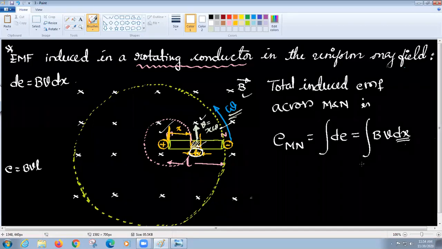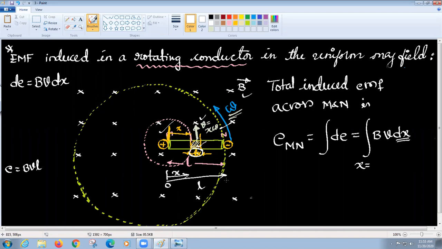As x is variable, the limits must run for the values of x. Now this is my x, so I took x like this. But x is varying from where to where? 0 to L, yes. x is varying from 0 to L. So therefore, x is equal to 0 to L, B v dx. Now what can I put here? v is equal to x omega.